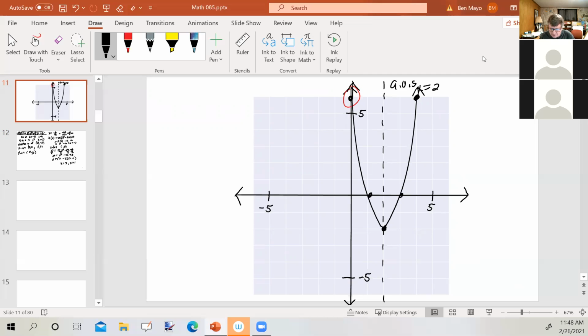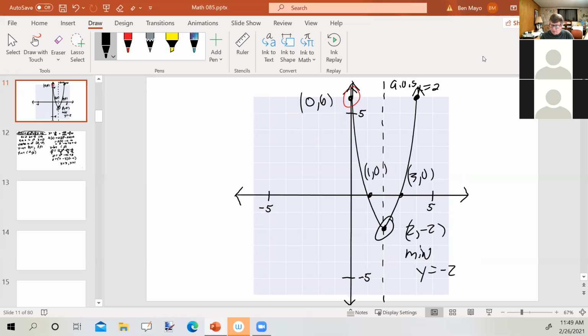It has an axis of symmetry at x equals 2. It has a vertex at (2, -2). It has a y-intercept at (0, 6), and x-intercepts at (1, 0) and (3, 0). All right. Also, it has a minimum at y equals -2. So the y value of the vertex would be the minimum value. Any questions about the graph?